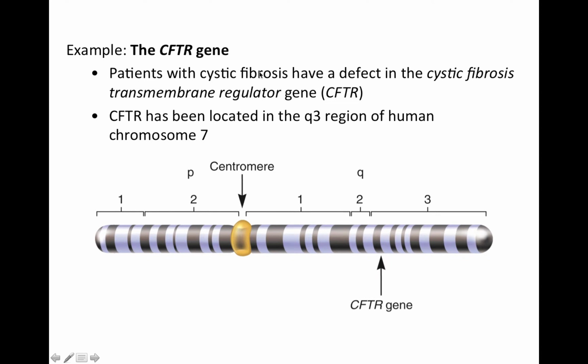The CFTR gene is the gene that, when mutated, causes the condition in humans known as cystic fibrosis. It is a transmembrane regulator. It regulates the passage of chloride ions through the membrane. The gene is located on the q arm, which is the long arm of chromosome number 7 in region number 3, towards the end. All chromosomes are given a designation of p for the short arm and q for the long arm, with the centromere in the middle.